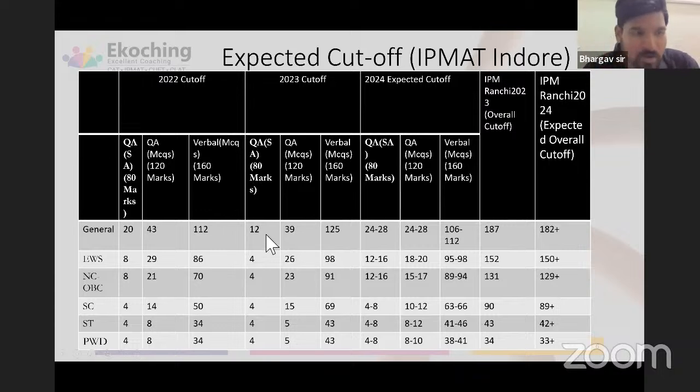So you can clearly have a look at this cutoff. This is what you can expect your cutoffs to be. I won't say there might be much variation among these cutoffs.